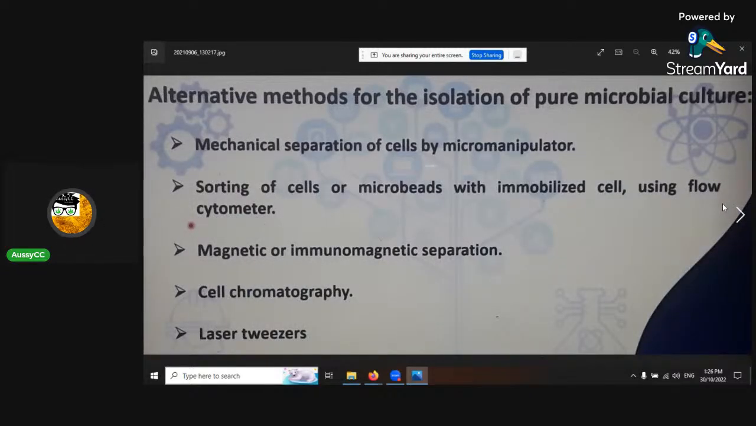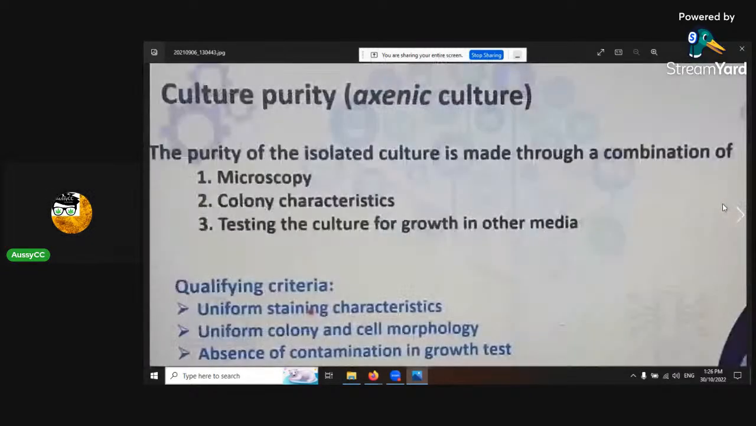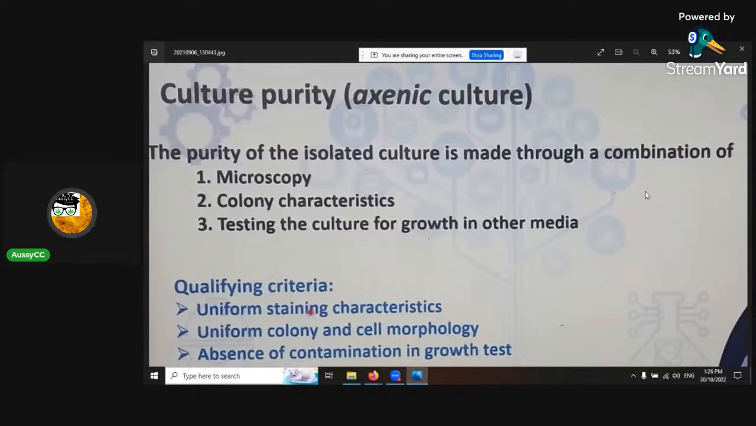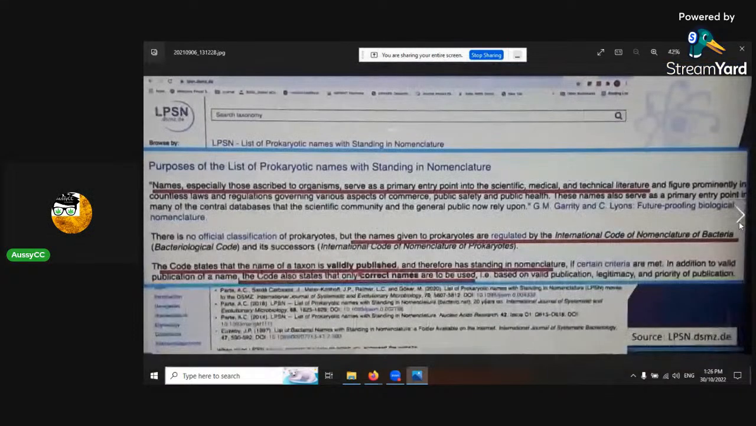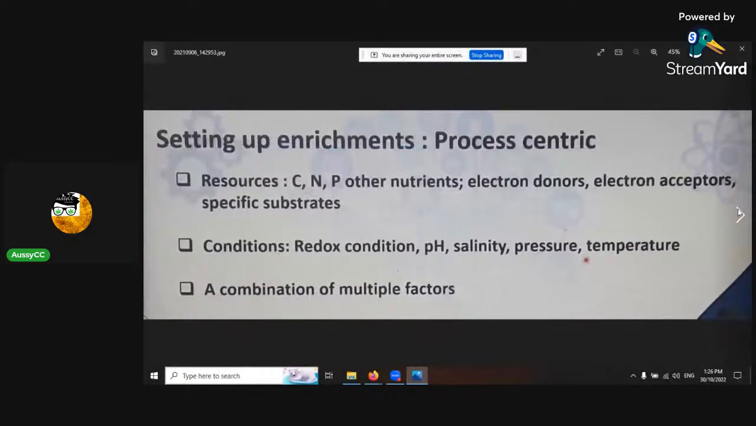Alternative methods for isolation of pure microbial cultures. Culture purity. The purity of an isolated culture is established through a combination of microscopy, colony characteristics, and testing of the cultures on growth mediums. Identification. List of prokaryotic strains from the nomenclature. Nomenclature means what the actual terminology means. That's the gospel, the dictionary. Process-centric.